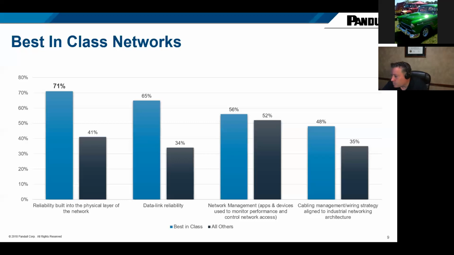About three or six months later, they said that information was no longer valid just because networks are changing all the time. You can also see, besides data link reliability, also network management tools, okay? And there are lots of them out there. There are lots of them that are IT based, and there are some of them, not as many, that are OT based. But the use of network management tools is vitally important to maintaining and troubleshooting a network. And then again, cable management wiring strategy aligned to network architectures. So that gets back to the standards, and we're also going to look at a common architecture that's used as well.